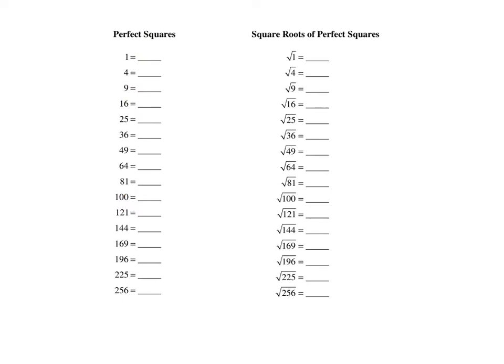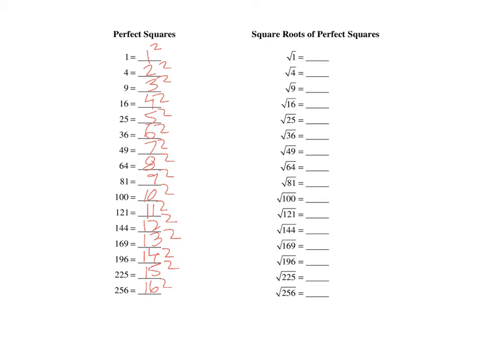Let's first rewrite all these numbers as a perfect square. Rewriting 1 as a perfect square is simply 1 squared. Then we have 2 squared. 9 is 3 squared. 16 is 4 squared. 5 squared. 6 squared. 7 squared. 8 squared. 9 squared. 10 squared. And you should have all these committed to memory. It makes life much easier when you do.